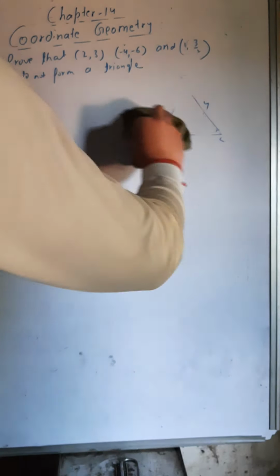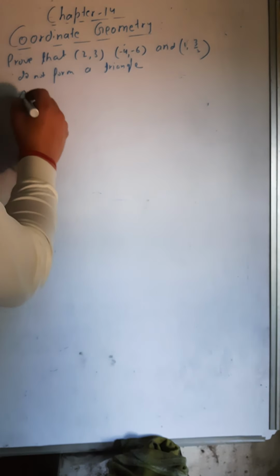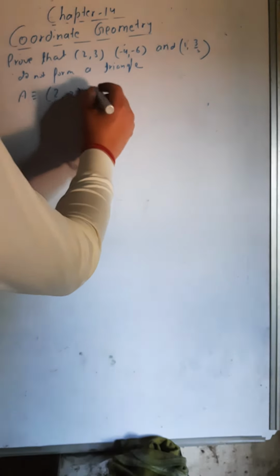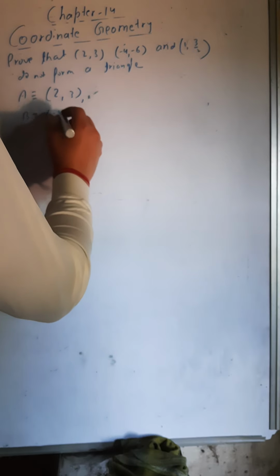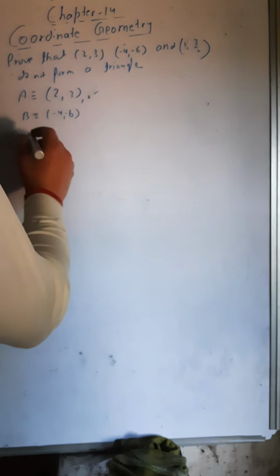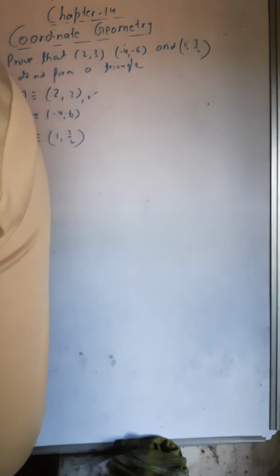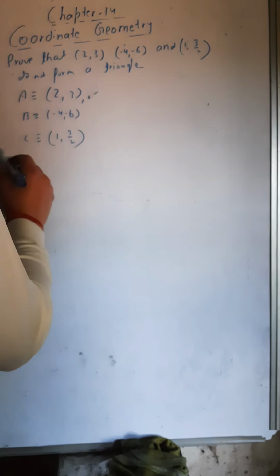Okay, so the same case we will take here also. Let's say this is the first point, 2, 3. Second point, that is B, is -4, -6. And the next point C is 1, 3/2. Now we will check whether they are forming a triangle or not. So first you'll find out AB, then BC, then AC. Three distances you'll find out.